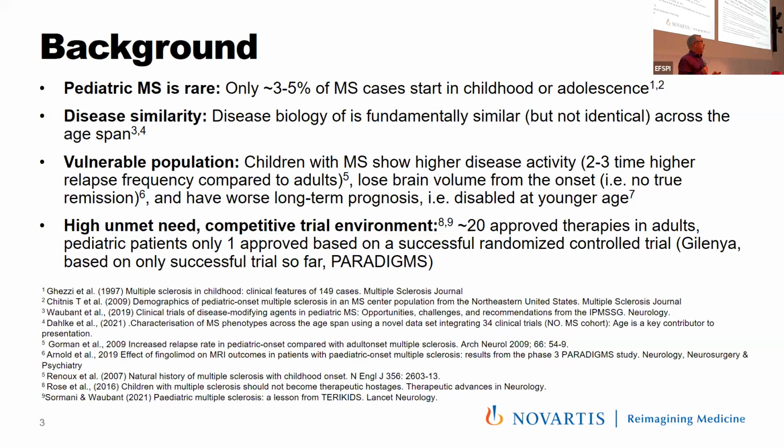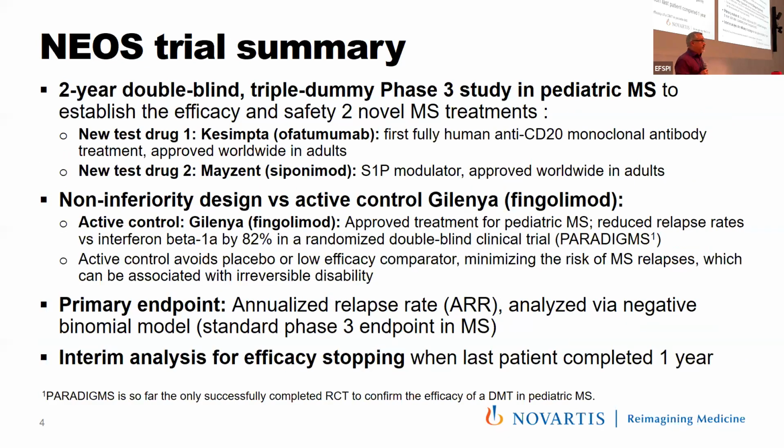Lastly, there's a high unmet need. So in adults, we have, in the meantime, about 20 approved medications. And in children, we have managed to test one medication successfully and approve it. There are other medications being used that have not been tested or that have failed actually in the trial and are still approved. But there is only one trial that has been completed and shown superiority over an active control and therefore was approved. So there's this imbalance between the situation in adults and pediatric patients, and that causes a lot of frustrations with both patients and physicians. Now, the NEOS trial, what's the NEOS trial?